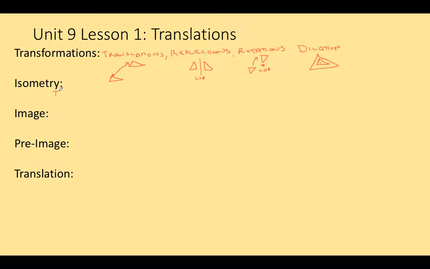Isometries are transformations where the image is congruent to the pre-image. So what does all of this mean? Well, essentially, what are these terms? What is the image? What is the pre-image?